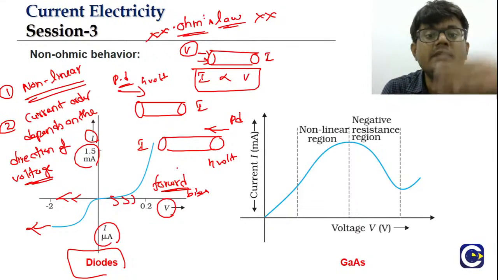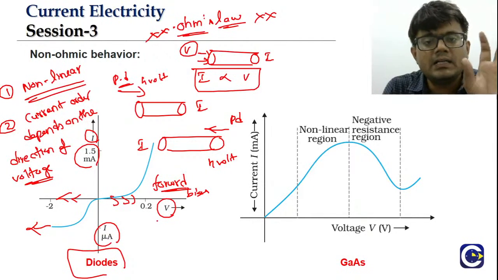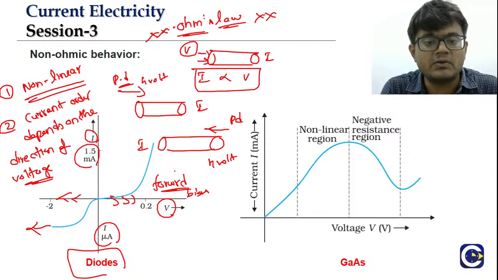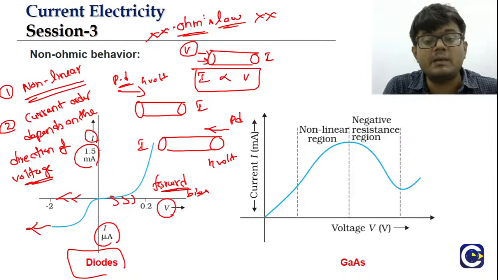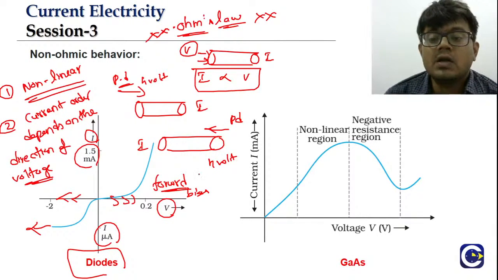Higher, but it will not be very high. Diodes are semiconductor devices, so the current itself will normally be very low, in the milliamperes range. But in reverse bias, what is the current range? It goes to microamperes. So this is one non-ohmic behavior.